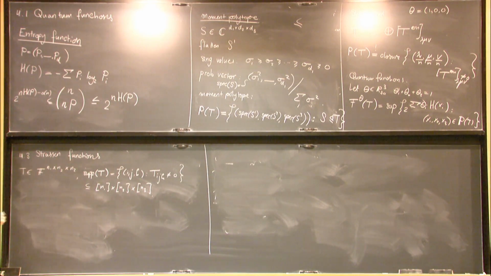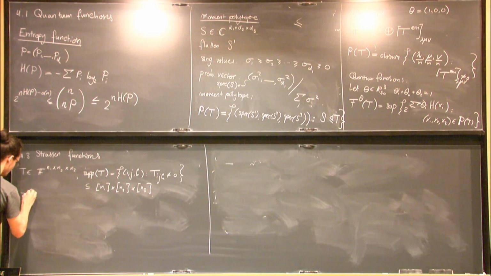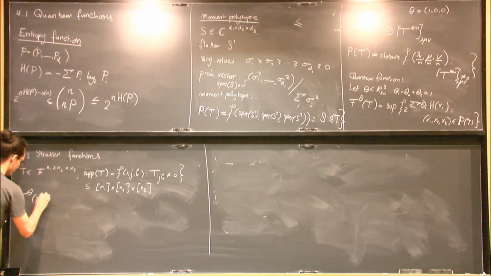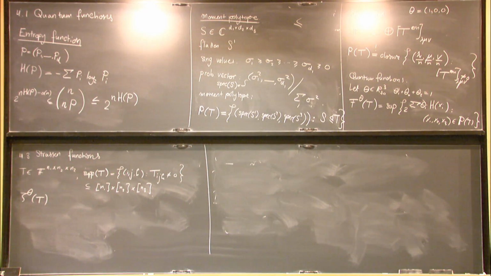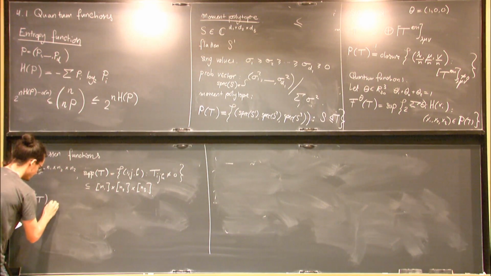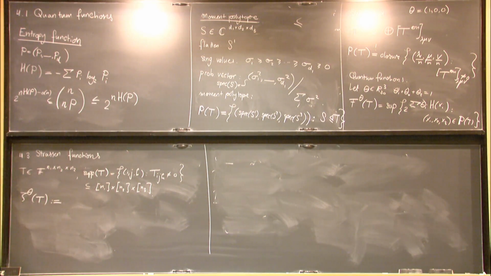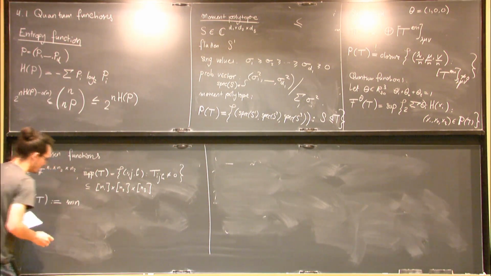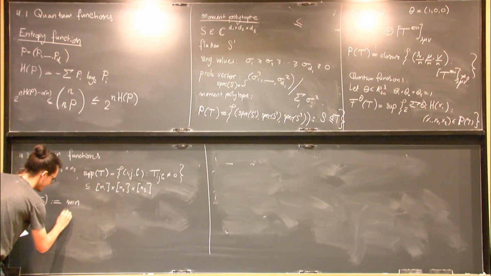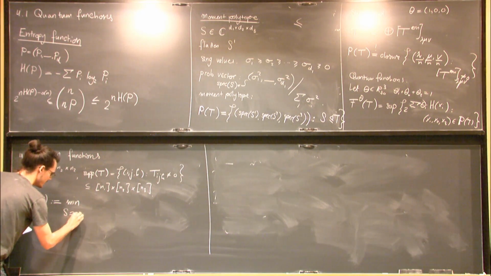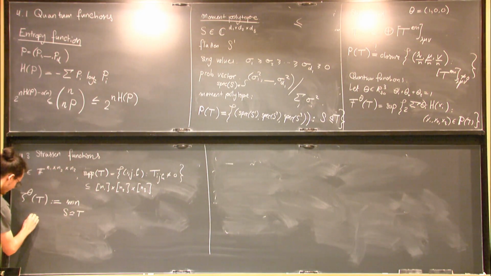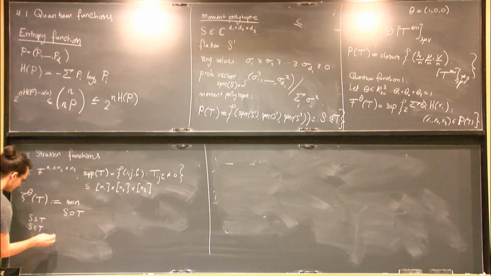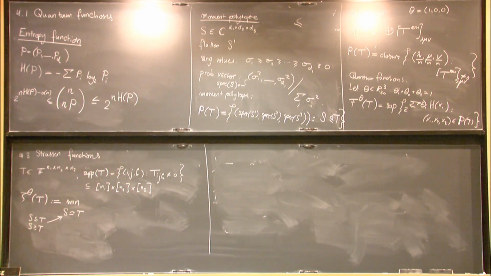And the Strassen function zeta theta on T is defined as follows. We first minimize over all tensors S that are isomorphic to T. I want you to just think of isomorphic as that this inequality goes both ways. That's what it means.